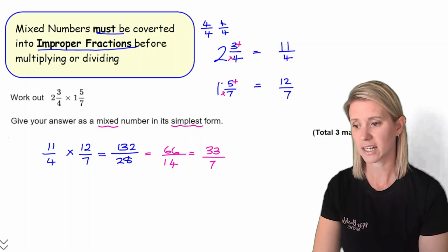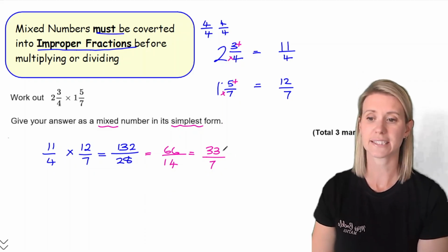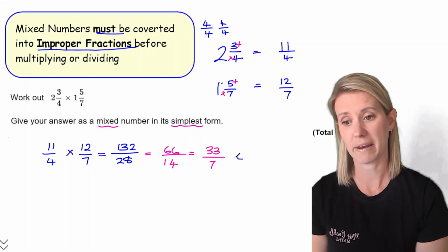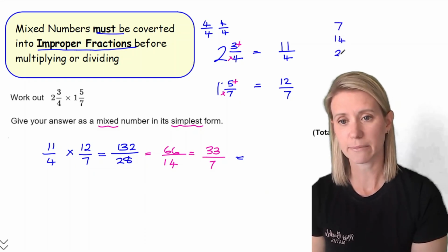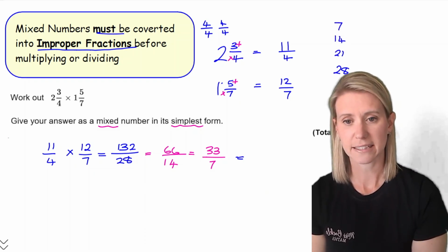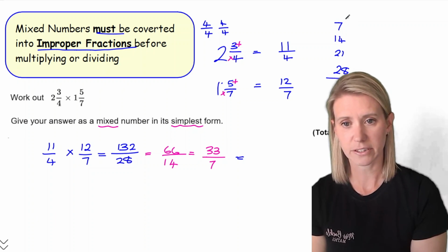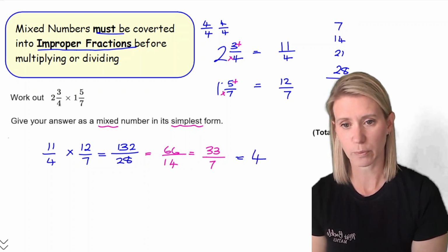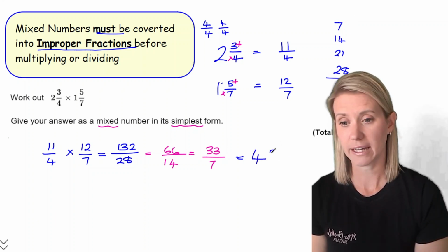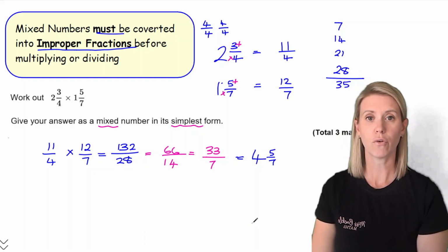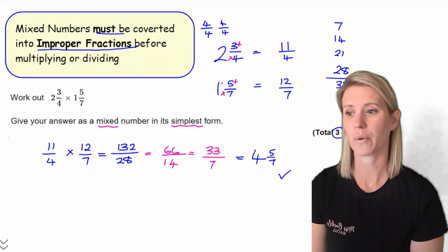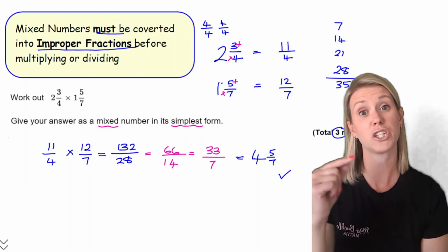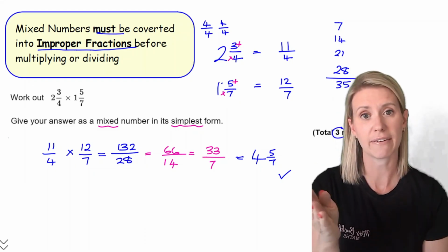Okay, now we can start to think how many 7s go into 33 and how many are left over for our mixed number. Say 7, 14, 21, 28, 35. So it goes up to 4 7s are 28 with 5 left over. 4 and 5/7 would be your final answer. Right, now that's a 3-mark question. The reason it's a 3-mark question is you have to do the conversion first, do your calculation, and then the conversion back again after.